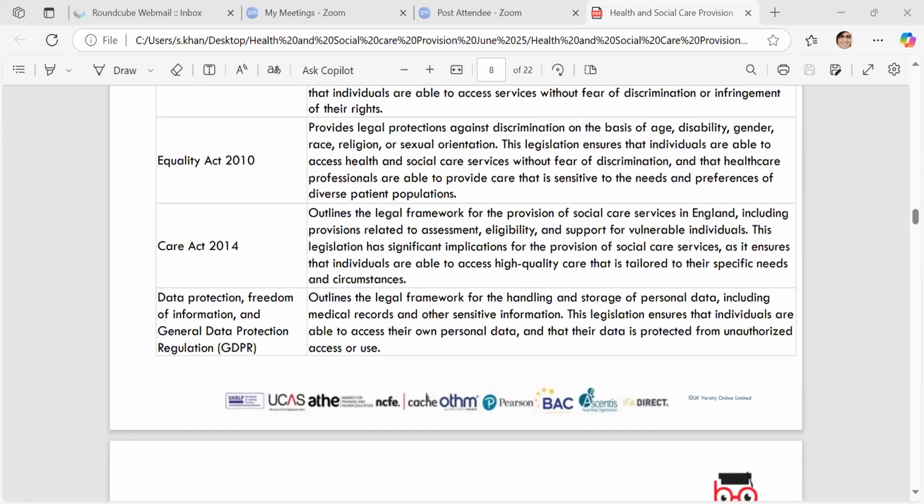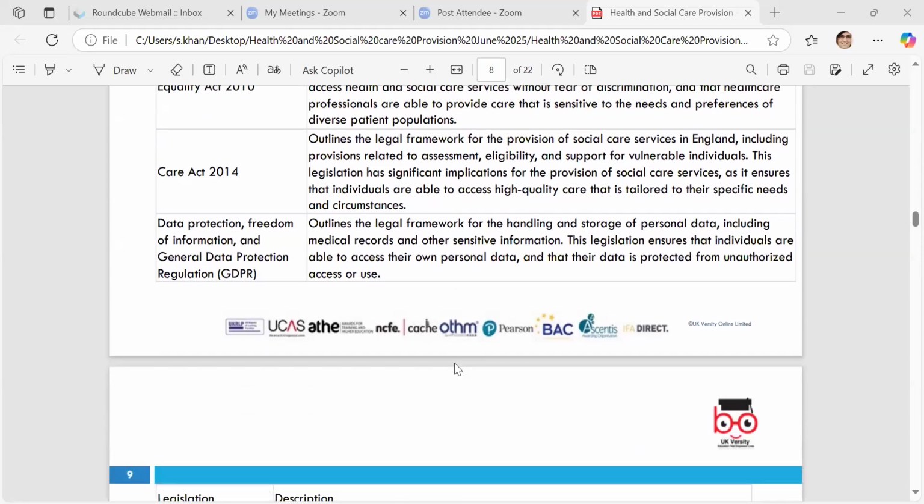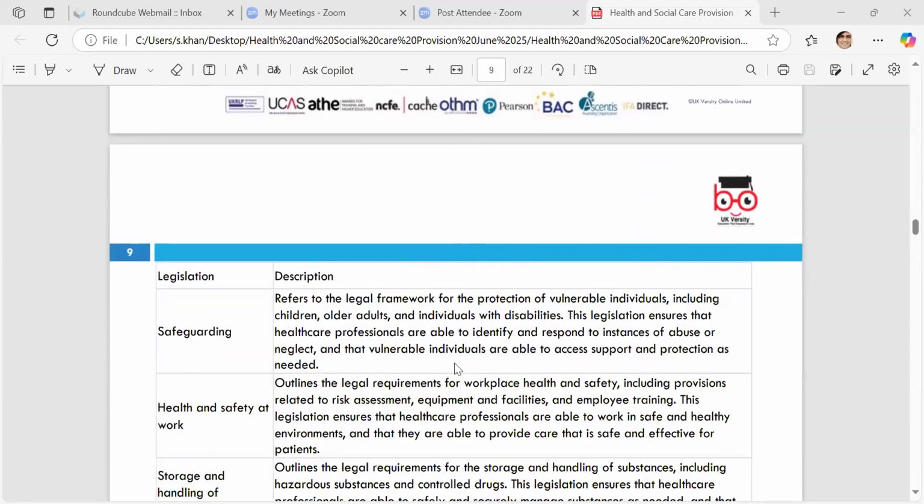Data protection is how your personal data is handled, how it's stored, how it's processed, and ensuring that individuals' privacy is respected and data is used fairly and transparently and not just sent to anyone.